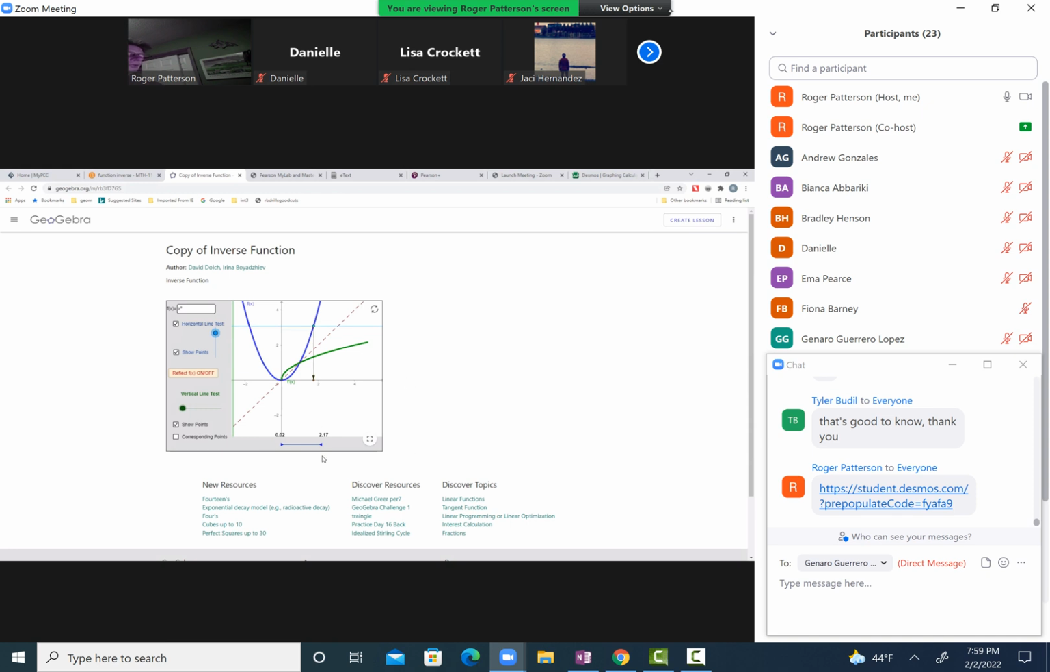So this cool little thing here has a ton of stuff in it. Let's just change this to something like a line. There we go, a nice line. Now notice that it passes the horizontal line test, so there isn't going to be any issue with that. We'll do a reflection. There's my reflection. Here are my corresponding points, if I can get to them.